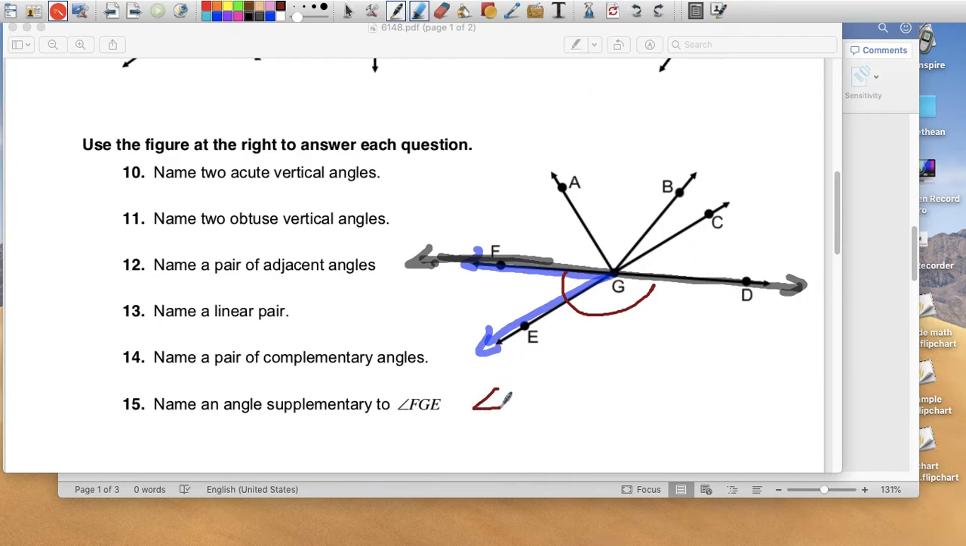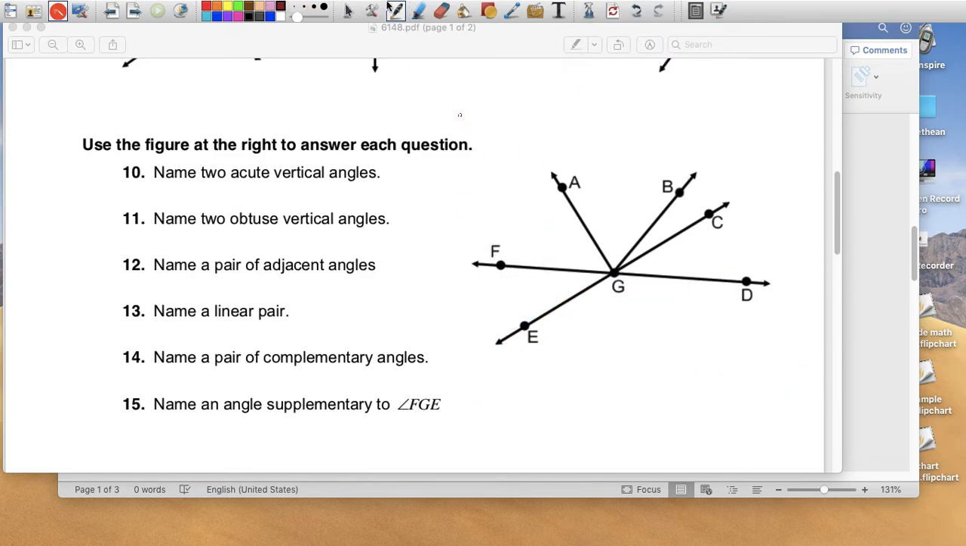So angle FGE, which we already knew, which is that angle, plus, let me put two arcs over here, plus angle EGD equals 180. Okay. So was there another one? Yeah, there was another one right here.